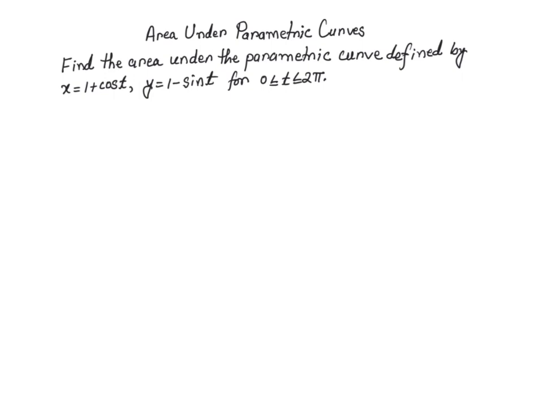In this video, I am going to find the area under the parametric curve given by x is equal to 1 plus cosine of t and y is equal to 1 minus sine of t, and t ranges between 0 and 2 pi. Now, the area under the curve for parametric curves is given by A is equal to the integral from a to b of y times x prime, that means the derivative of x with respect to t, dt. So this becomes a pretty straightforward and simple integration.